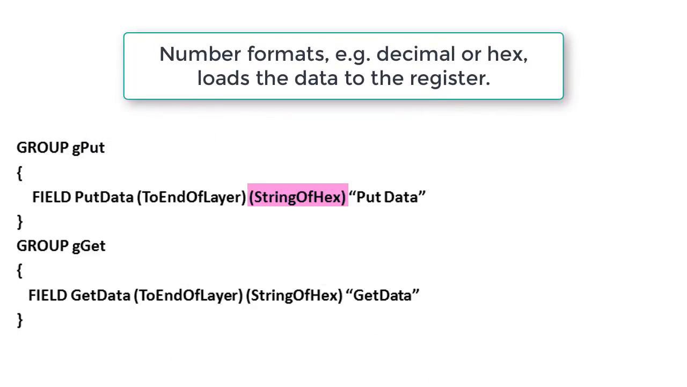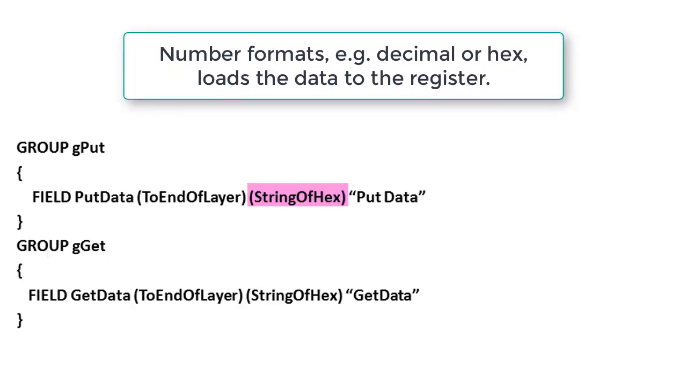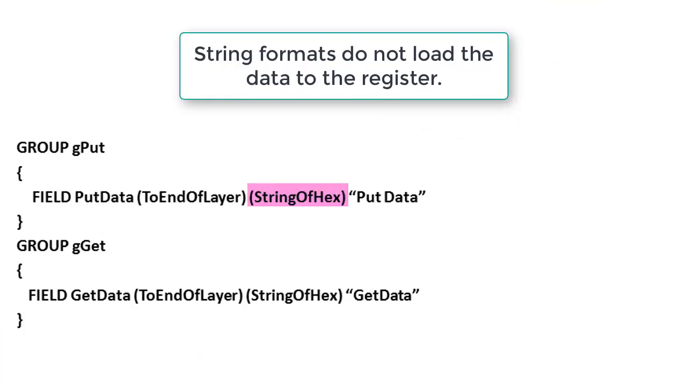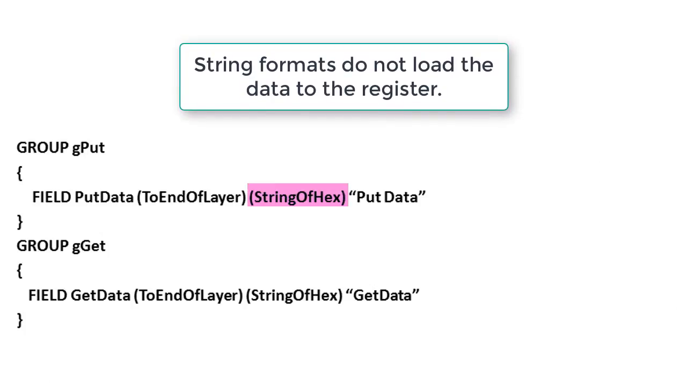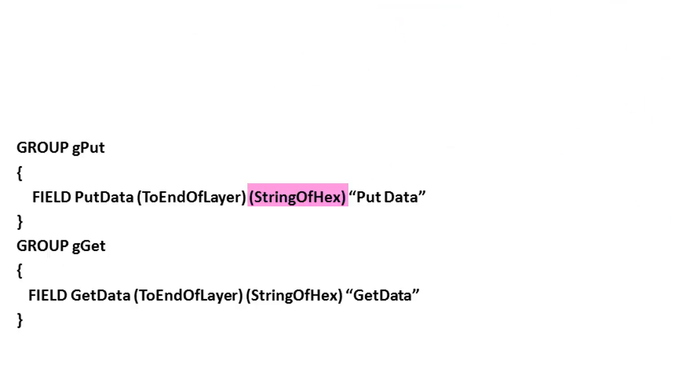Formats like decimal and hex would require a field with a length less than 64 bits. String formats like string of ASCII and string of hex will take the data directly from the frame and bypass the register. Finally, there's the label PutData. This is plain text that will identify your field in the frame display decoder pane.